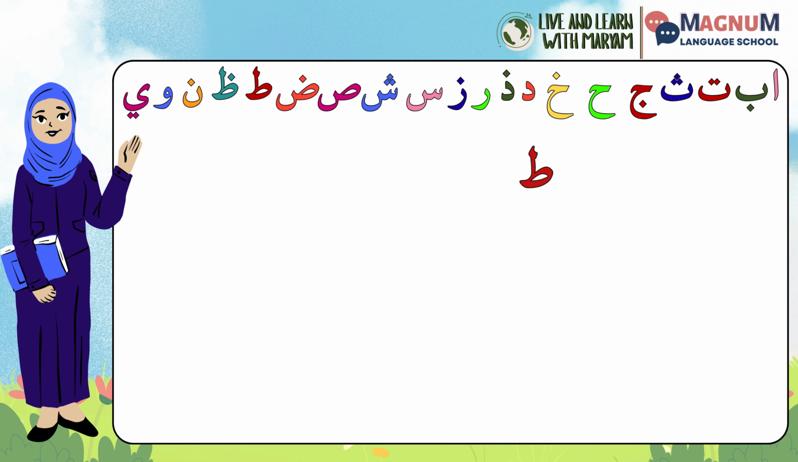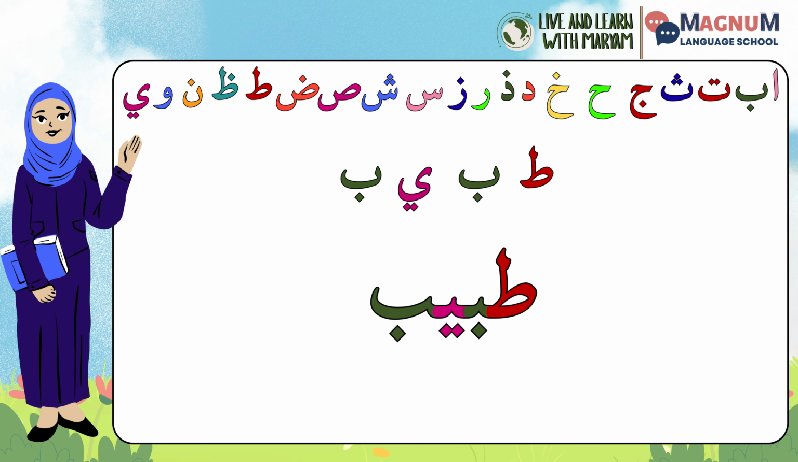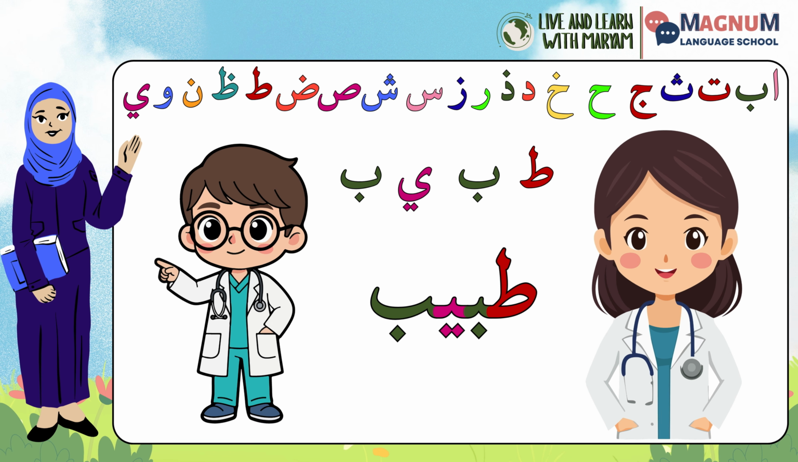Now let's pick thaa, ba, ya, and ba. Thaa starts in the leader position with its beautiful loop and tall stick. The first ba takes the bridge position shape with its single dot underneath. Then comes ya, also taking a bridge position with its two dots underneath. Finally, the last ba that sits at the end in its full finisher position. This word after joining looks like this. This is tabib. Tabib means doctor.